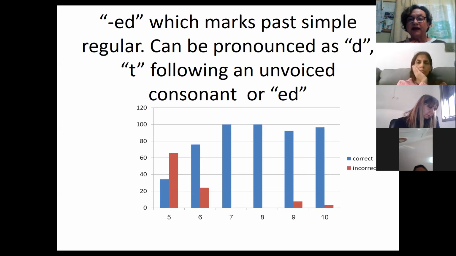Like for example, if I say wished, so the sh, you actually don't feel a vibration of your vocal cords. And so the following ED will be t, wished, jumped, okay? So many children say to me, jump-ed, when they read an ED word, okay? But if the word ends in T or D, then you say ed. So we started the car, okay?